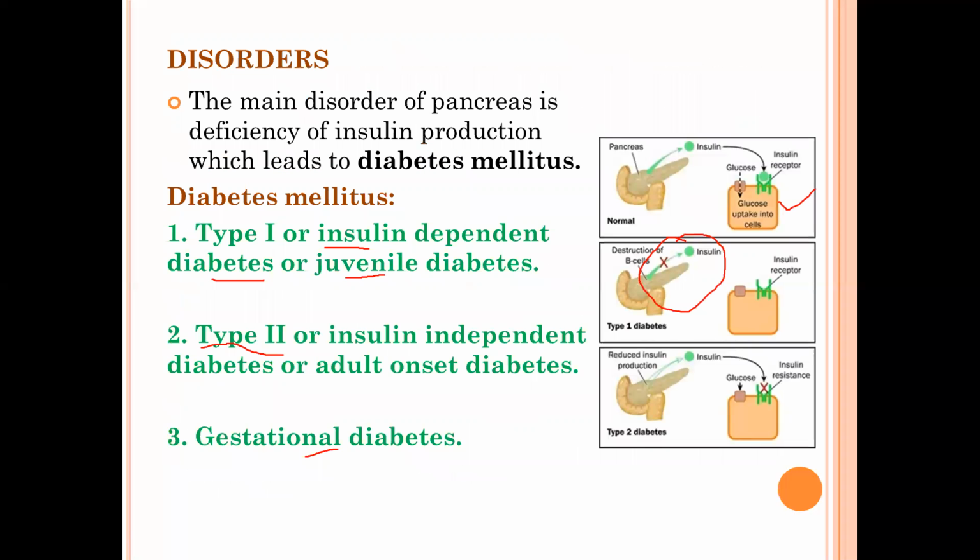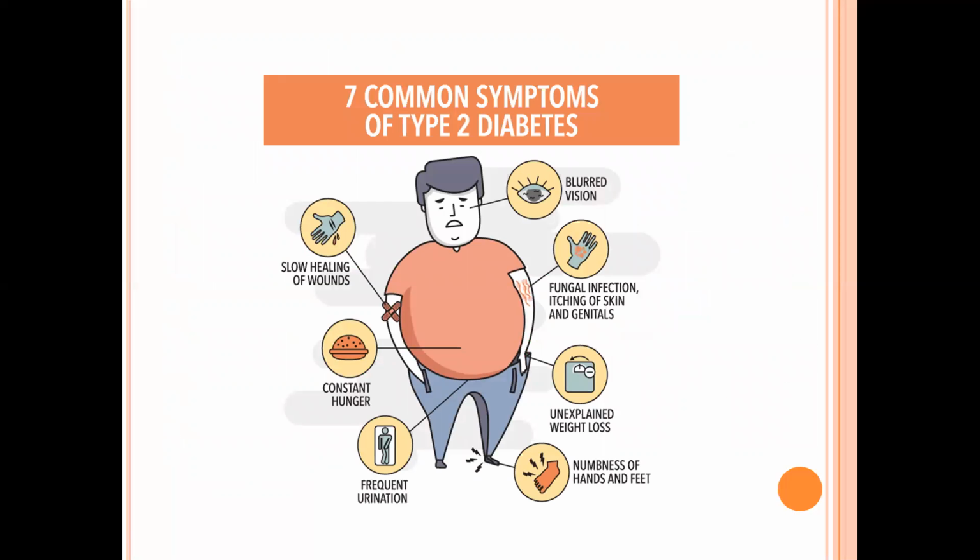So these are some of the disorders: type 1, type 2, and gestational diabetes. I think you got it.